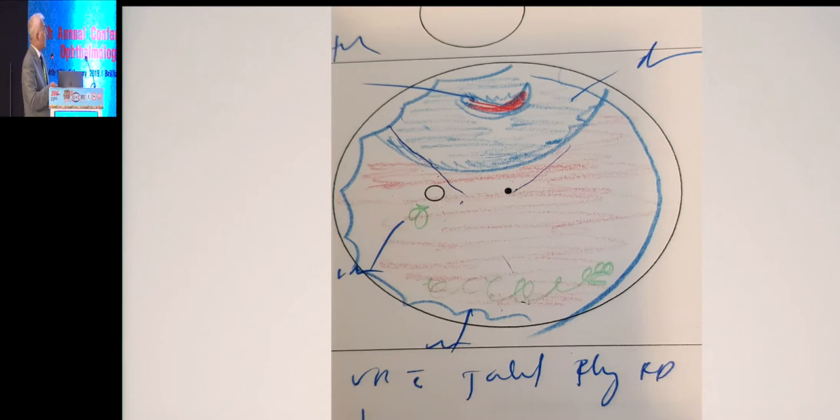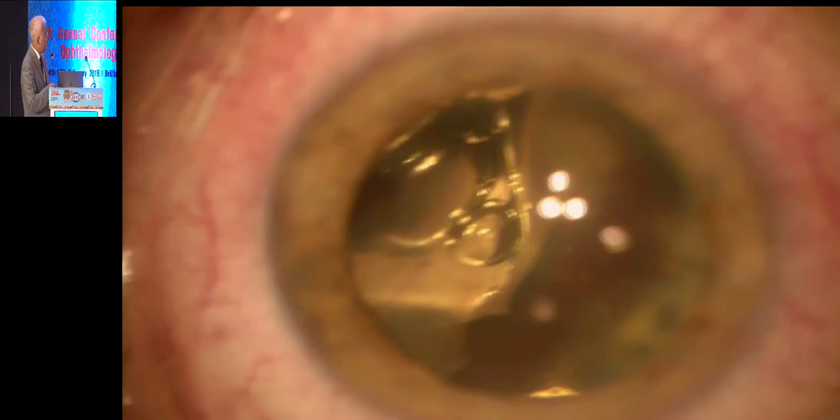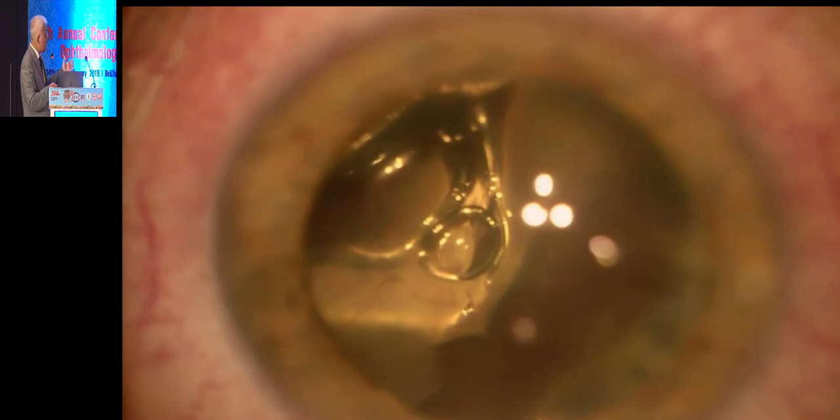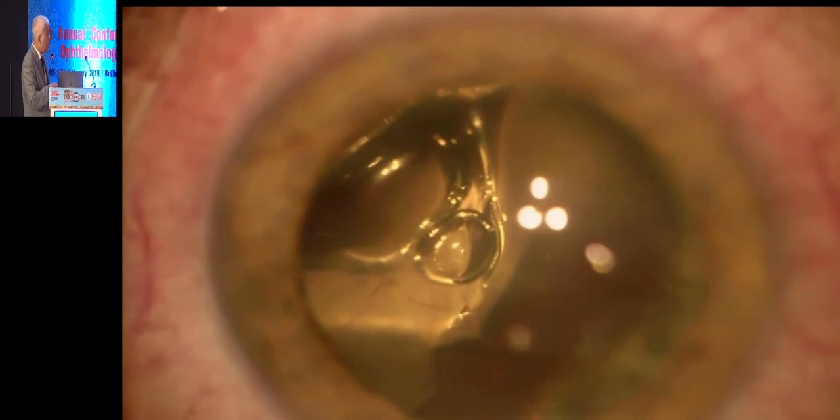Another interesting case I had, this was a case where I advised a vitrectomy. There was a slight bleeding tear. The patient went outside and had a pneumoretinopexy. I don't know why. The patient came back to me, and you see, there's a large tear, almost a giant tear. And you can see that the vitreous hemorrhage is there. And we reattached the retina.